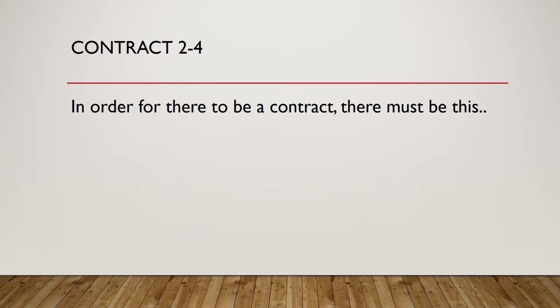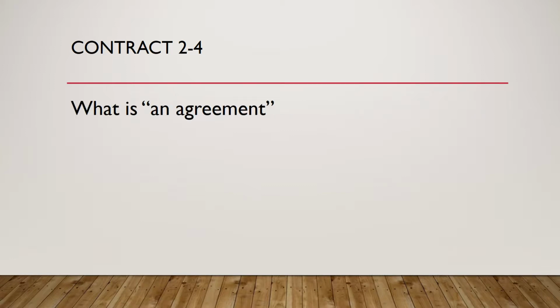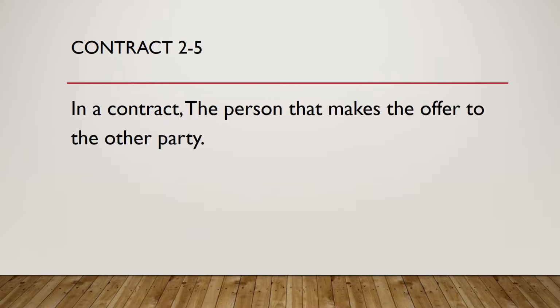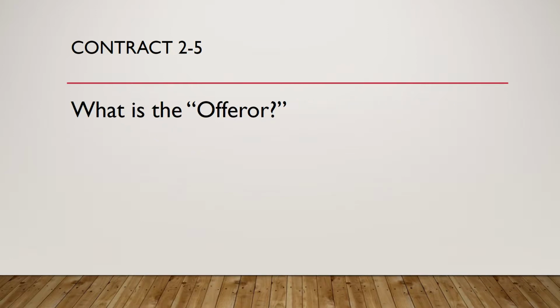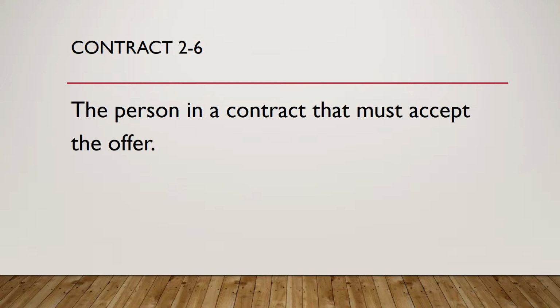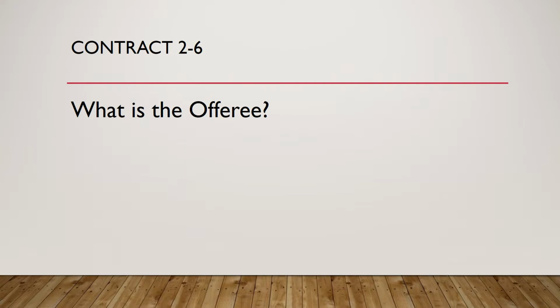Question 4. In order for there to be a contract, there must be this. What is an agreement? Question 5. In a contract, the person that makes the offer to the other party. What is the offeror? Question 6. The person in a contract that must accept the offer. What is the offeree?